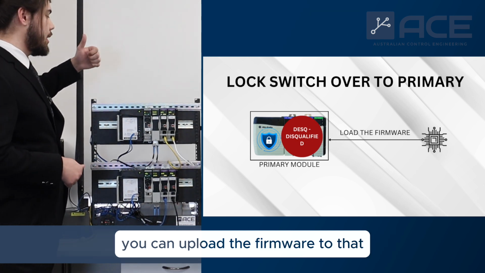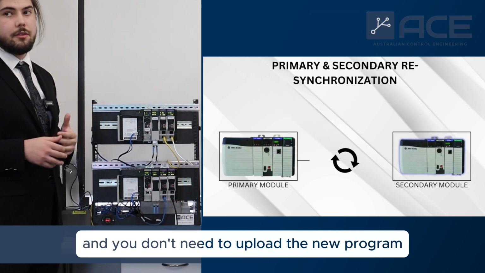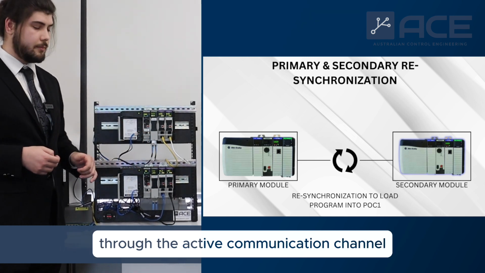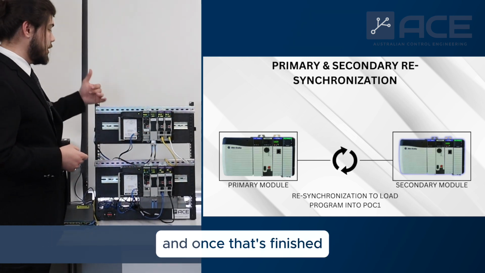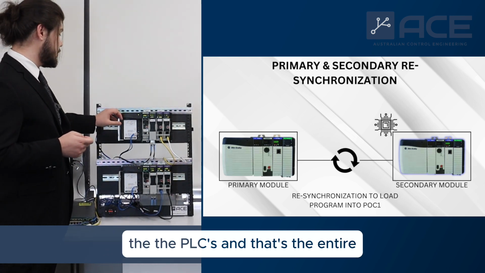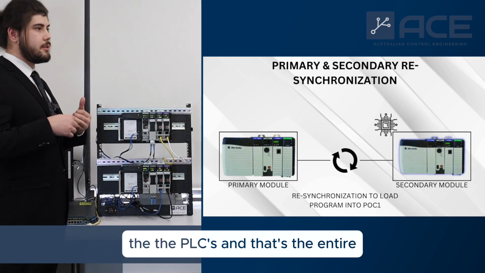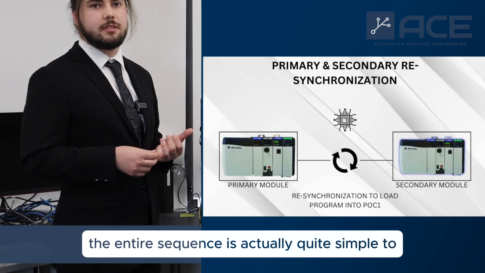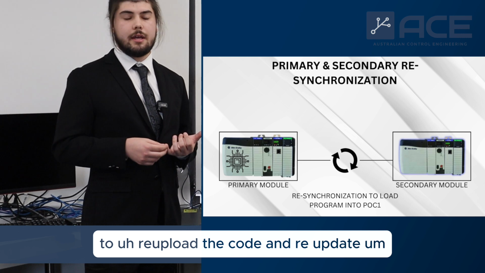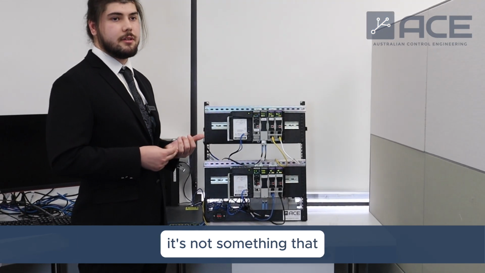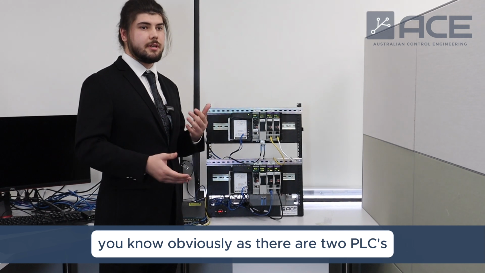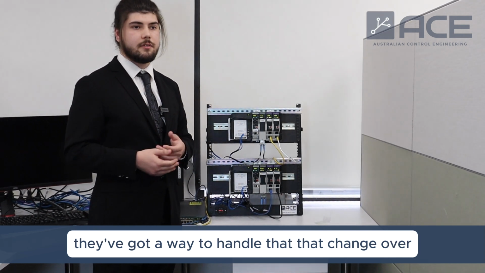You can upload the firmware to that, and you don't need to upload the new program as that's already synchronized through the active communication channel. Once that's finished, you can resynchronize the PLCs manually, and that's the entire sequence. It's actually quite simple to re-upload the code and re-update the firmware as it's running. It's not something that you have to have a complete shutdown for. And obviously, as there are two PLCs, they've got a way to handle that changeover.